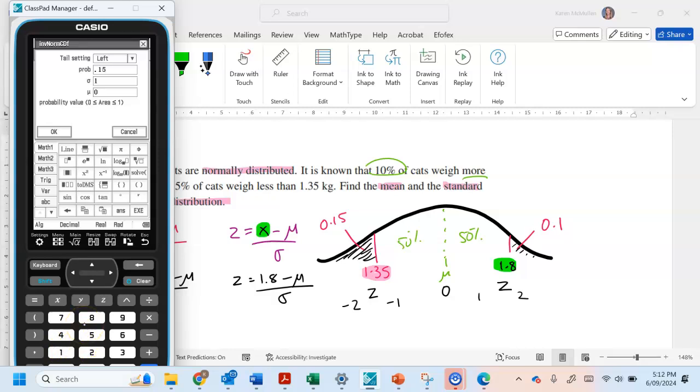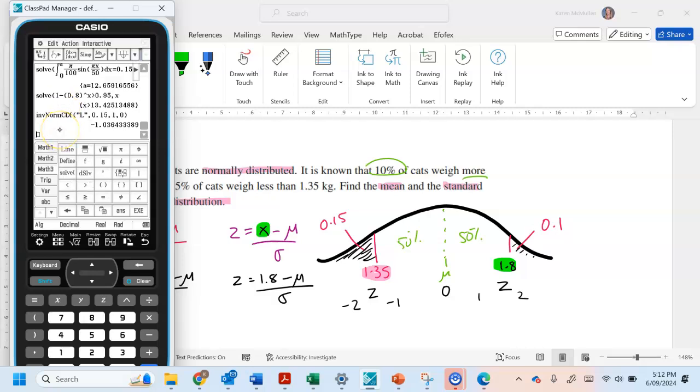And then, because we're finding the z-score, we just leave the standard deviation as 1 and the mean is 0. All right, so your corresponding z value is -1.03, and so on. And we know that's true because we already know it's got to be between -1 and -2. I'm not going to write that on the page because it's going to take forever.